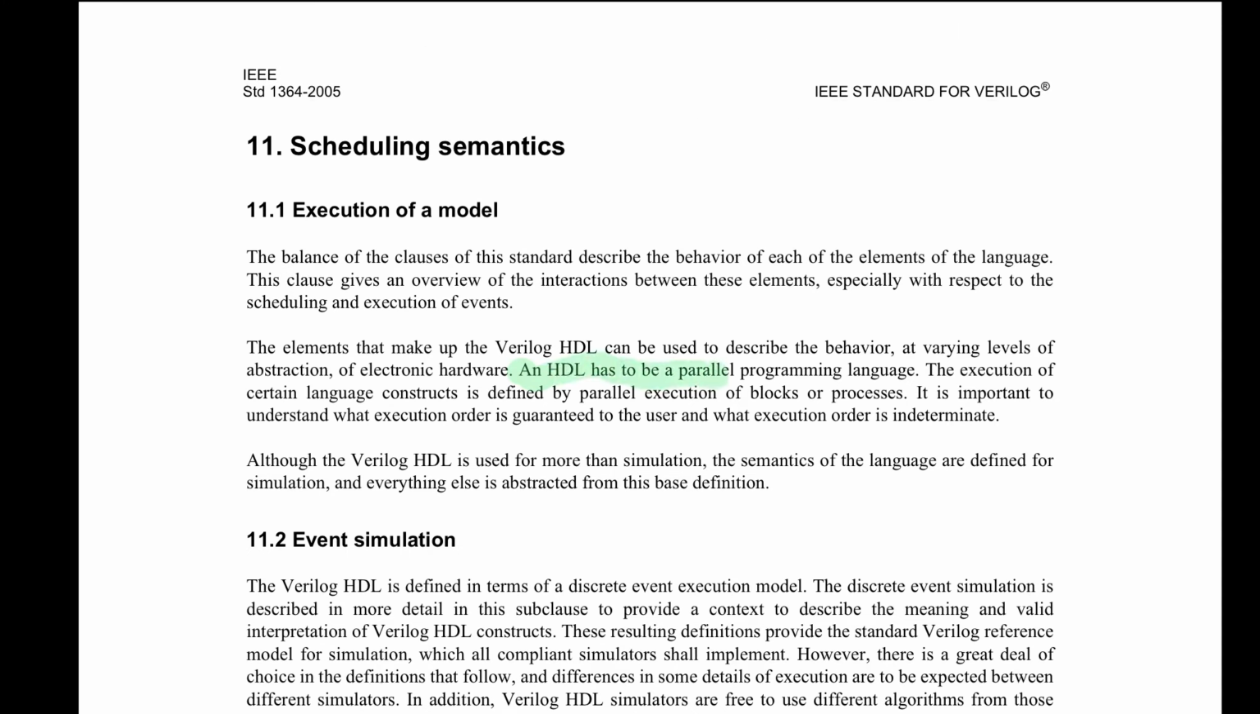An HDL has to be a parallel programming language. The execution of certain language constructs is defined by parallel execution of blocks or processes. It is important to understand what execution order is guaranteed and what execution order is indeterminate.